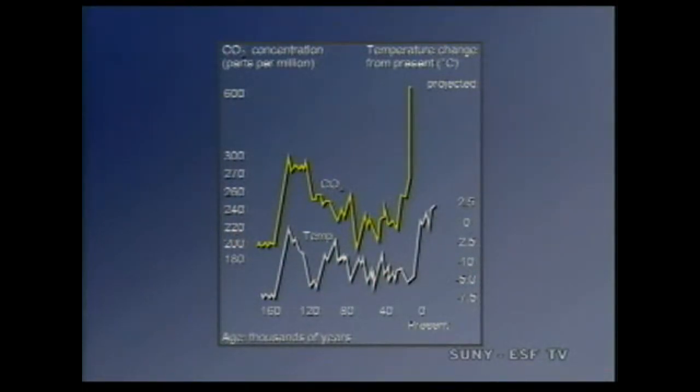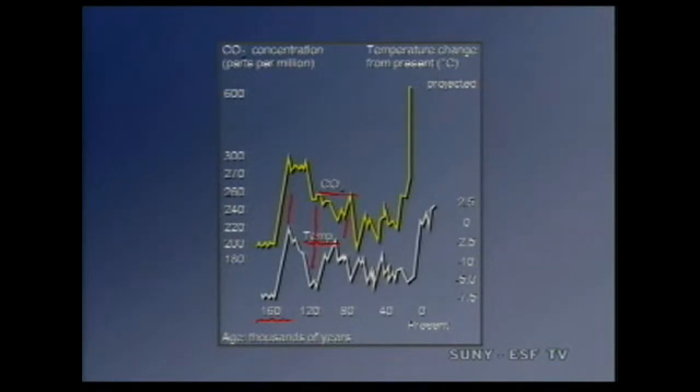Okay. Now, we can go even farther back. Now, we're looking at 160,000 years ago in this graph. You can see that down here. Now, we're looking at temperature data and also CO2 data. And as you can see, there's a strong correlation between these. The peaks and the valleys match up pretty well.